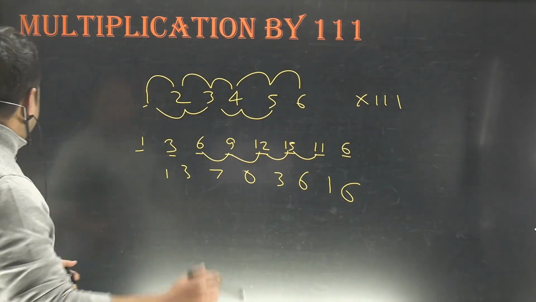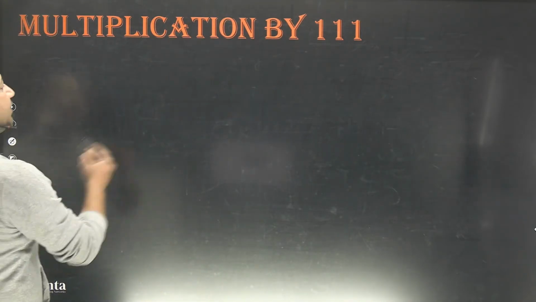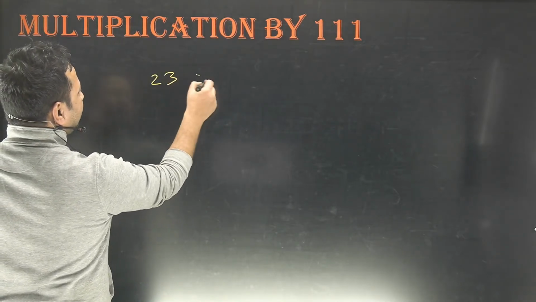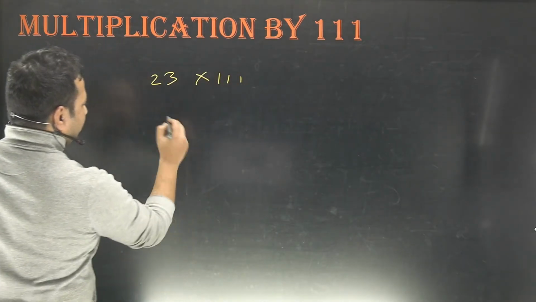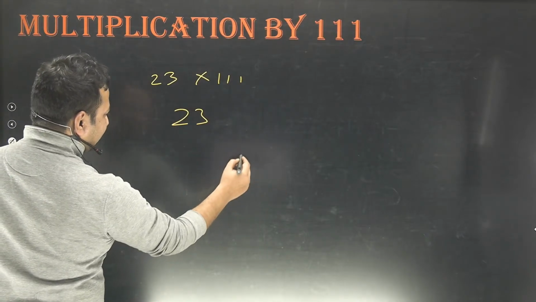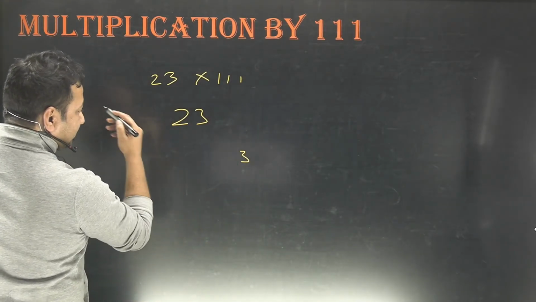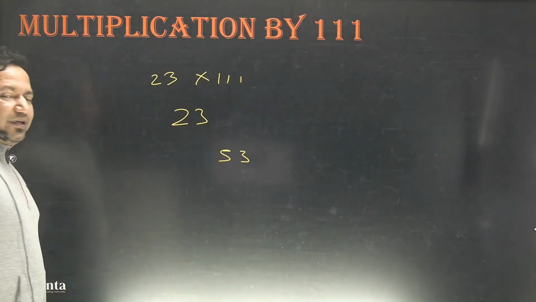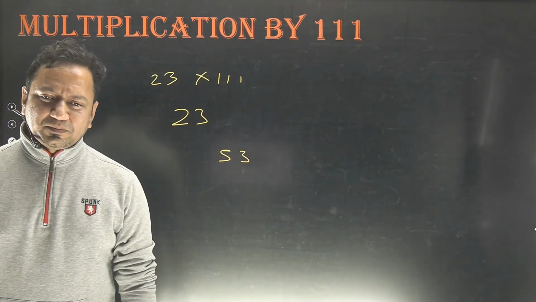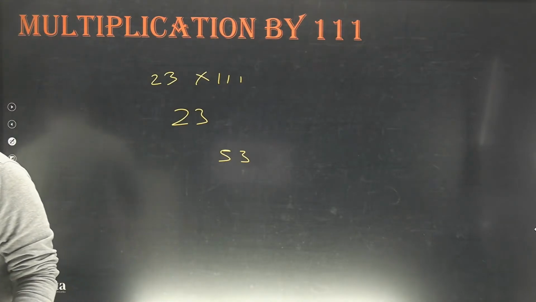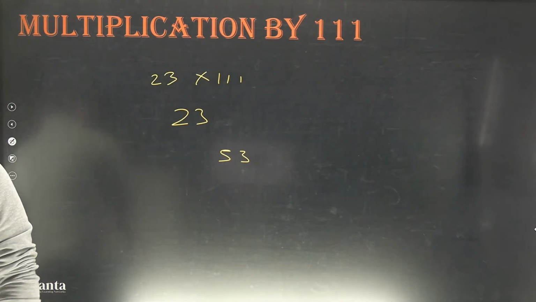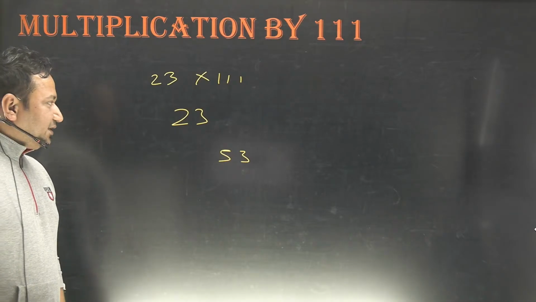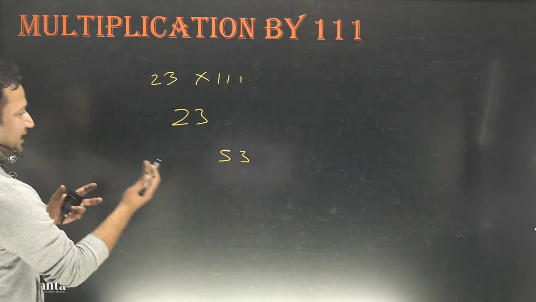Now, someone asked, what if there are two digits only? For example, 23 multiplied by 111. So look at this. One digit from the right, that is 3. Two digits from the right, that is 5. Now we cannot choose 3 digits. There are no 3 digits over here. What will happen then? 2 digits from the left.